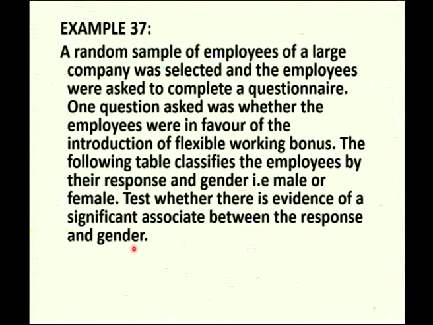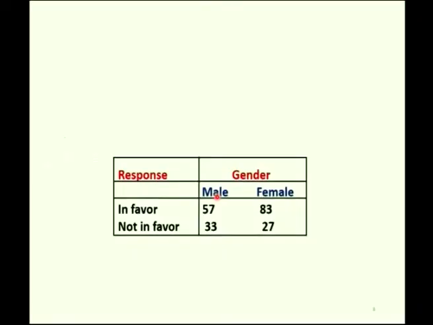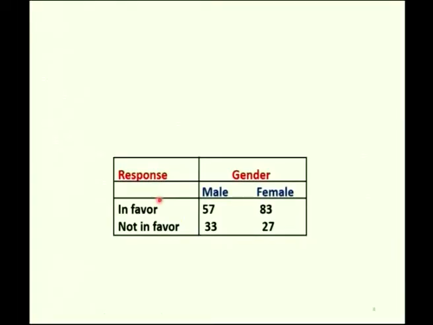The question was posed to both genders, male and female employees. The question was whether they are interested in flexible working hours, and the response with respect to male in favor of the flexible working hours is 57 and female in favor of the flexible working hours is 83, and not in favor is 33 and 27. This is the OI table, observed frequency table given in the question. According to the number of responses, they are classified into 2 attributes, one is response, another one is gender.